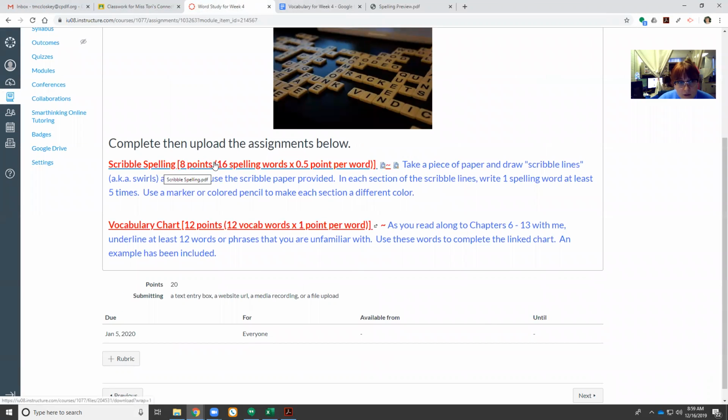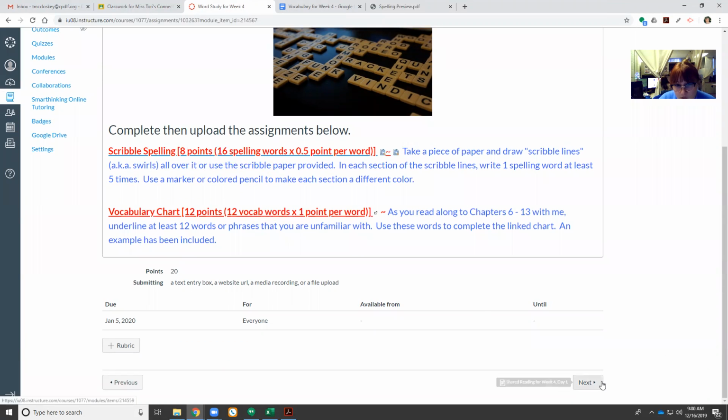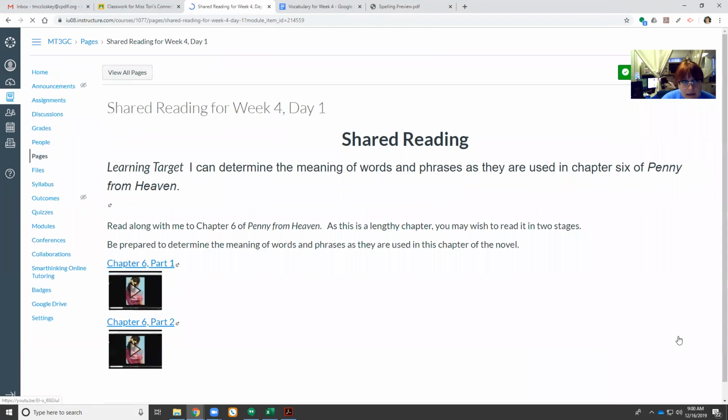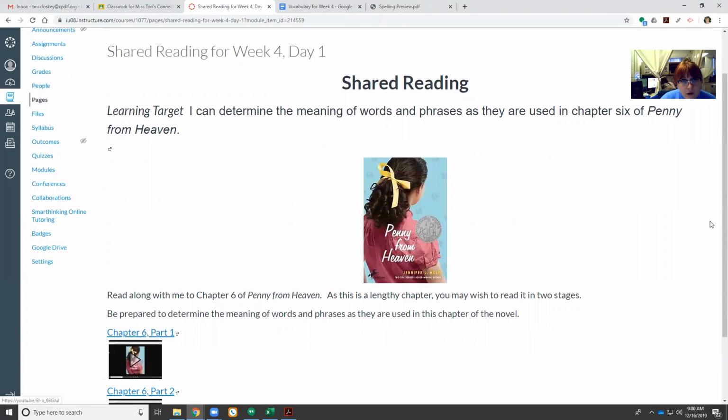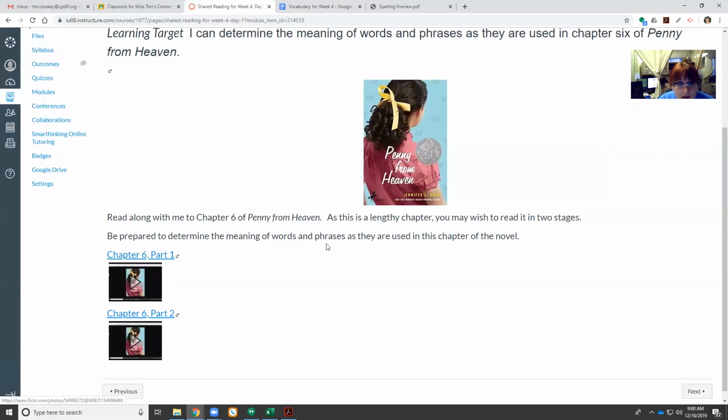So for scribble spelling, it's 8 points, half of a point for each of the 16 spelling words. And then 12 points for vocabulary, 1 point for each word, for a total of 20 points. Shared reading for today is you're going to read chapter 6, A Penny from Heaven.